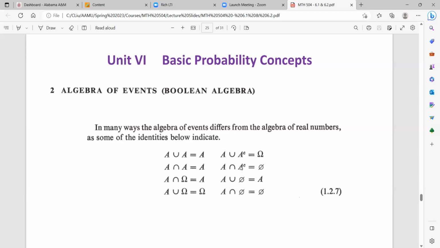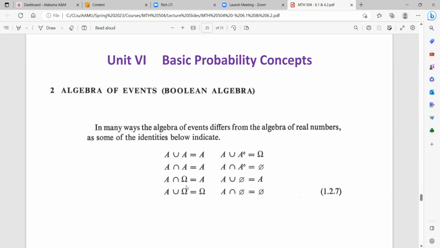You multiply a number by another number, you get 0 or whatever. But this one, A union with the empty set is A. In terms of sets or events, you can change these to numbers, plus 0, you get the same number. And the last one, A intersecting the empty set, you get an empty set. If you change A to a number multiplied by 0, you get 0. So some of them will be true in numerical algebra, but some of them are not.